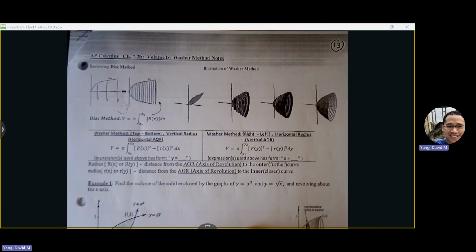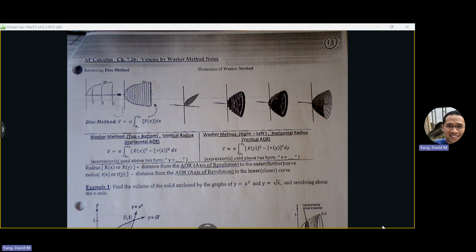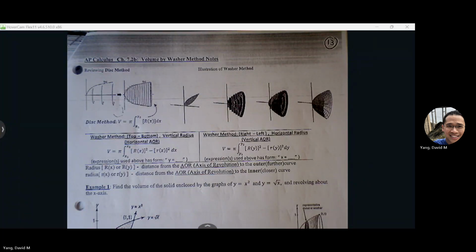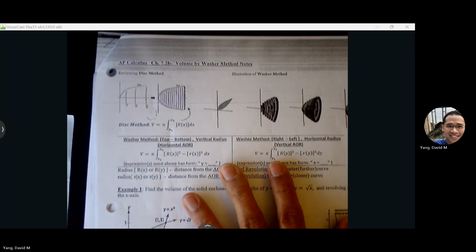All right, so we talked about this method, and today we're talking about the washer method. So we're extending volume into something that's a little bit more involved. All right, so page 13.